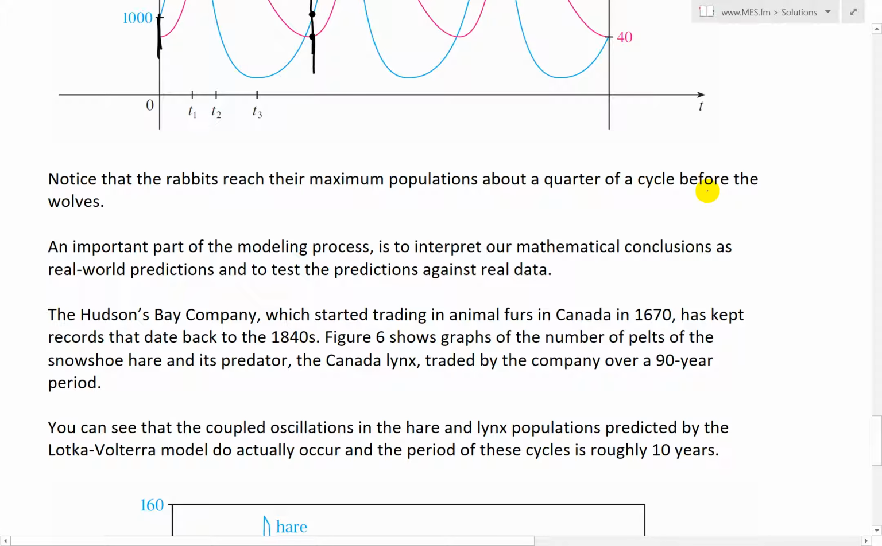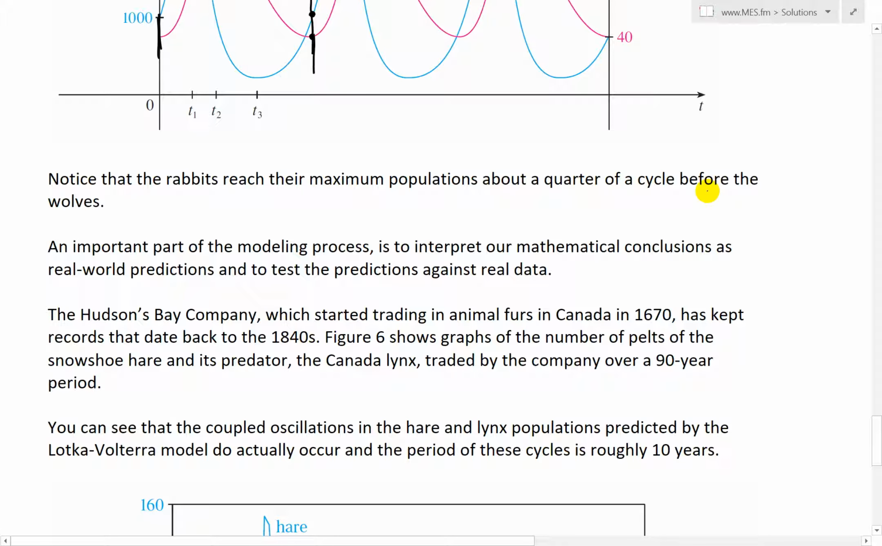You can see the coupled oscillations in the hare and lynx populations predicted by the Lotka-Volterra model do actually occur, and the period of these cycles is roughly 10 years. Basically, this is the data here, and you can see the same kind of graph I have above. The hare is the blue, that's the prey, and the predator is the lynx. And these are in thousands of lynx, so this is a lot of fur that they were selling.